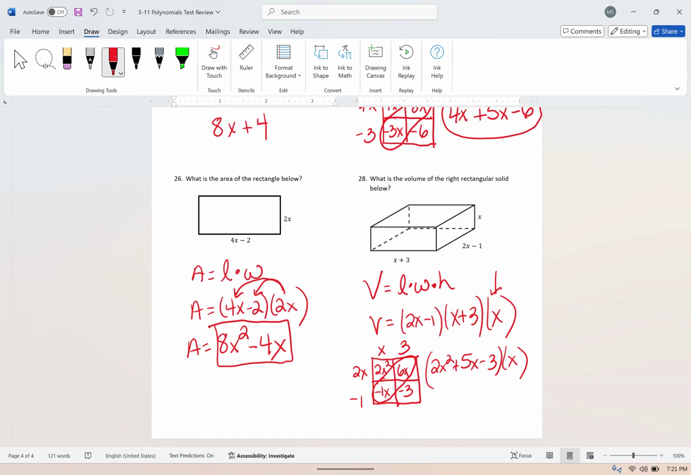So now we have to distribute that x because you're multiplying a trinomial by a monomial. When you multiply a monomial by a polynomial, you have to distribute. So 2x squared times x is 2x cubed. 5x times x is 5x squared. And negative 3 times x is negative 3x. And there is the volume of this figure. And I think we are finally done with this review. So hopefully, as you were checking and watching, you were checking your answers, paying attention to mistakes you may have made so that you don't make those same mistakes on the test.